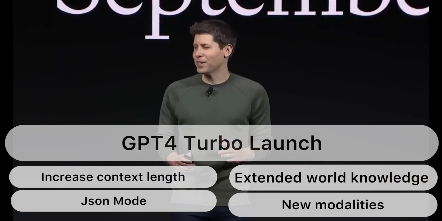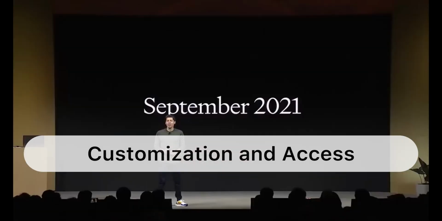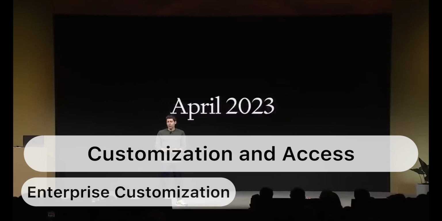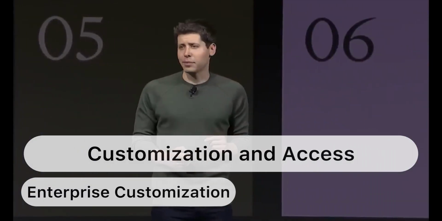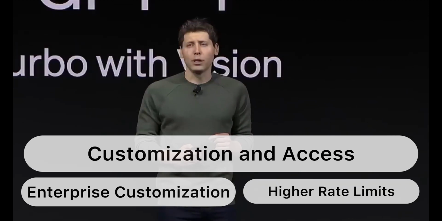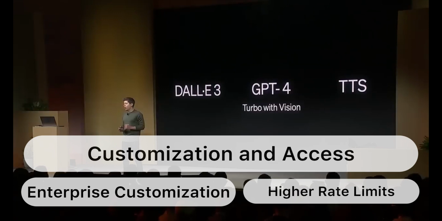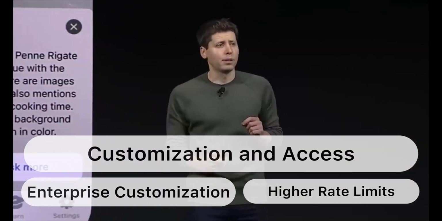The next topic we can see is customization and access. So basically, now they have introduced enterprise customization. OpenAI is offering selected slots for large enterprises to fine-tune the models to specific requirements. Second is higher rate limits. They have doubled the tokens per minute and reduced the price point, making APIs more accessible for developers.